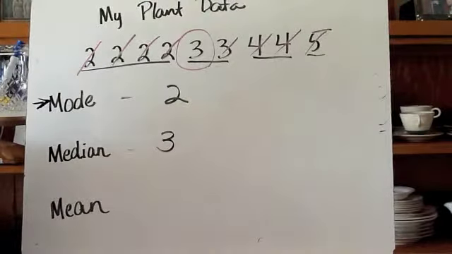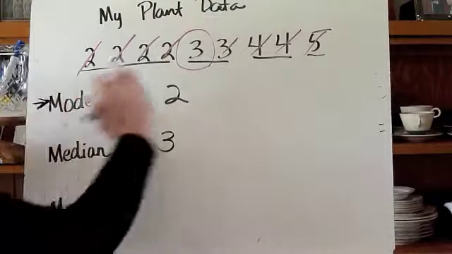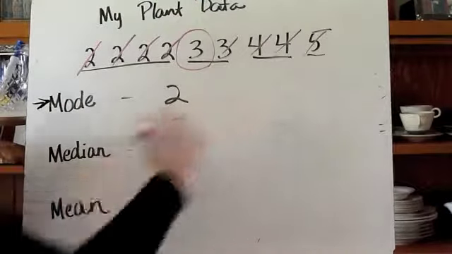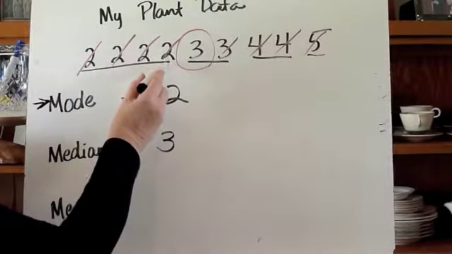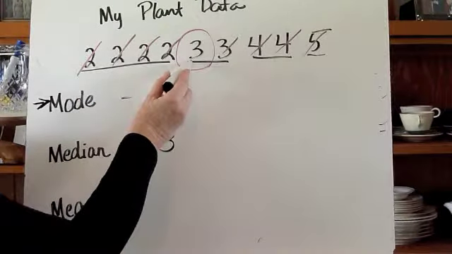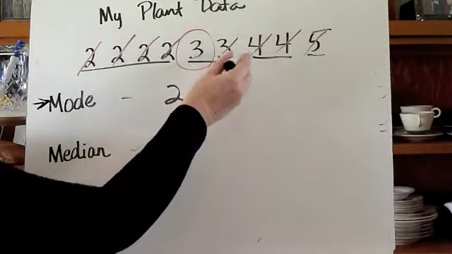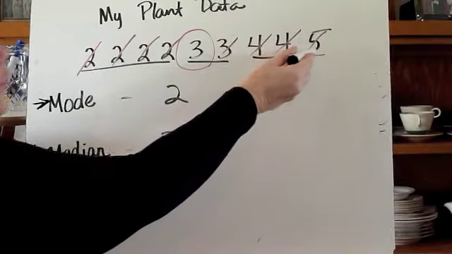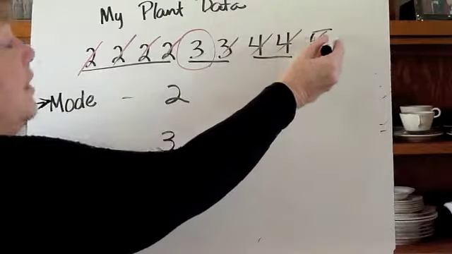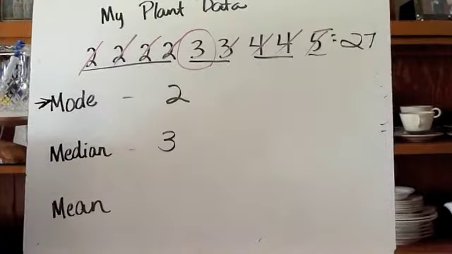Pretty easy. Now to find the mean, that's what the mean teacher does to get your grades. I have to add all these up first. So I'm going to add them up. 2 plus 2 plus 2 plus 2 is 8. 3 more is 11. 3 more is 14. 4 more is 18. 4 more is 22. 5 more is 27. So if I added all those up, it would equal 27.